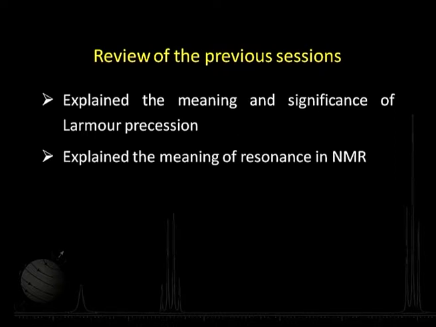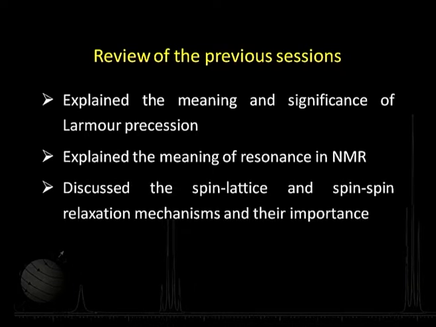So, we talked about the nuclear aspect, then the magnetic properties of that, then we came down to the meaning of resonance in NMR. Having done that, towards the end we talked about different ways in which an excited nucleus relaxes down. We talked about spin-lattice and spin-spin relaxation times.